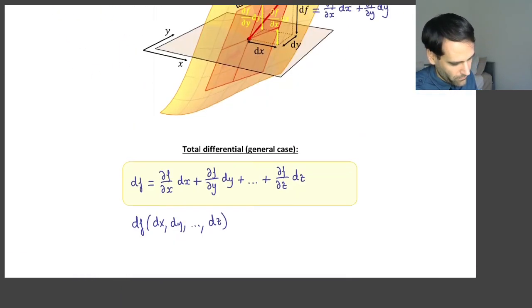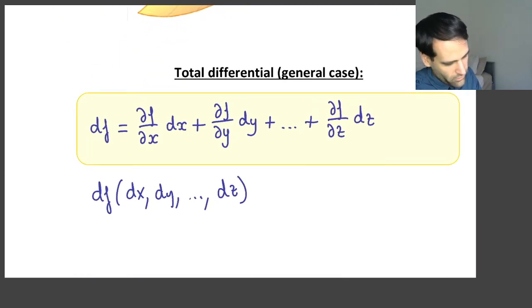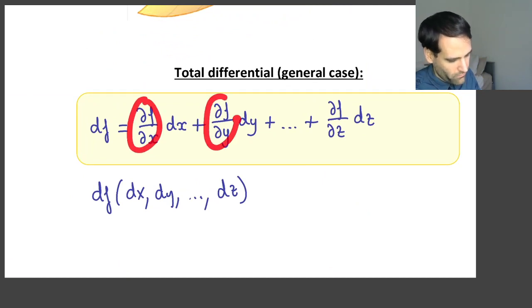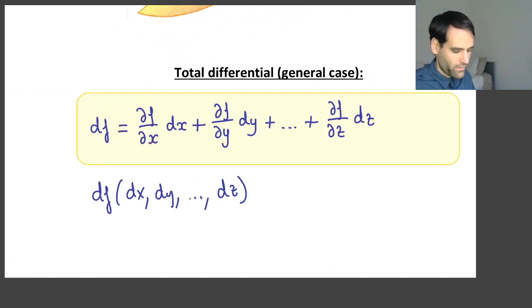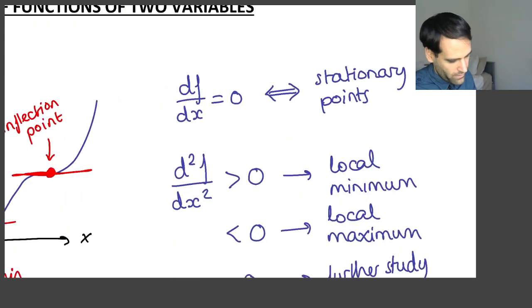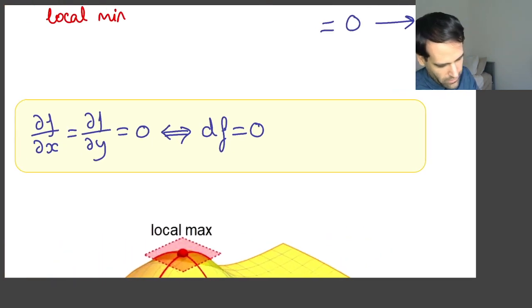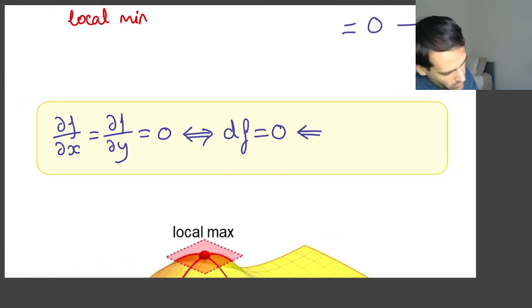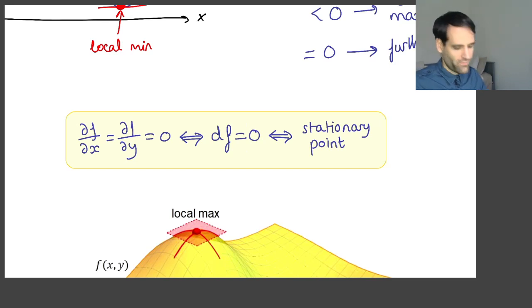Because remember the definition of total differential. If the two partial derivatives are 0, then df is 0, okay? So we can write that df is 0 is also the same condition. So this means that this will be a stationary point. Okay, so a stationary point.